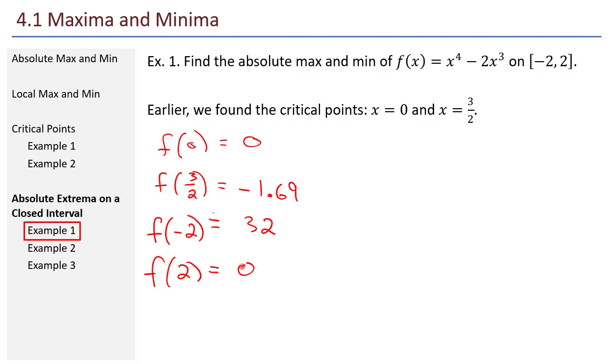So look for the highest value, looks like 32. Look for the lowest value, looks like -1.69. And so those are going to be the absolute max and absolute min of the function on the closed interval from -2 to 2. The very highest value that it attains is 32. And the very lowest value that this function attains on that interval is -1.69. And that's it. All right, next example.